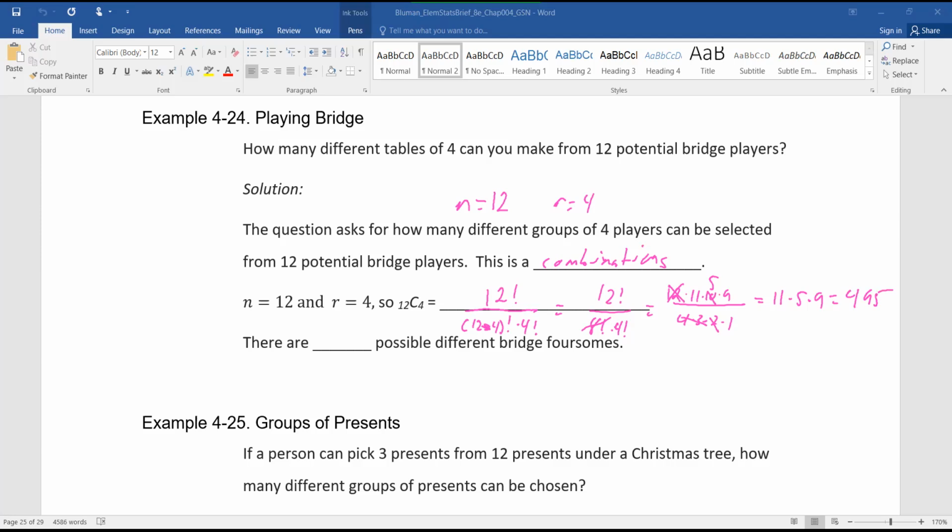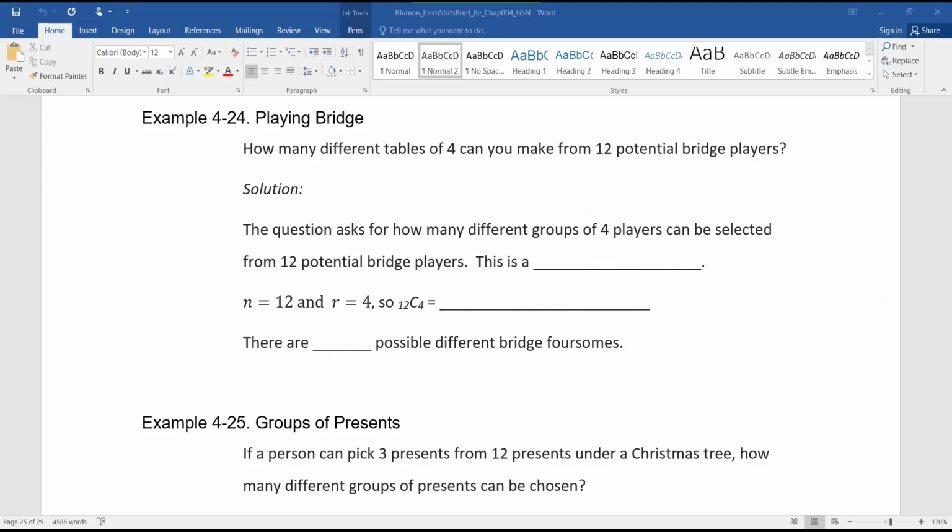All right, so there's 495 options of turning 12 people into groups of 4. All right. So I guess that's the same question. It says there are 495 possible different bridge foursomes. Questions on any of this? Making a little bit more sense now that we're seeing it versus what you might have seen if you opened up the homework.